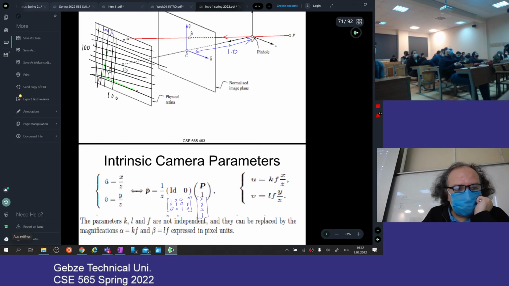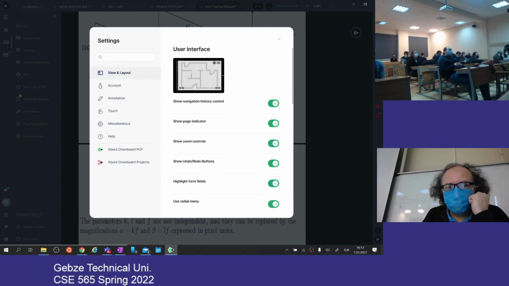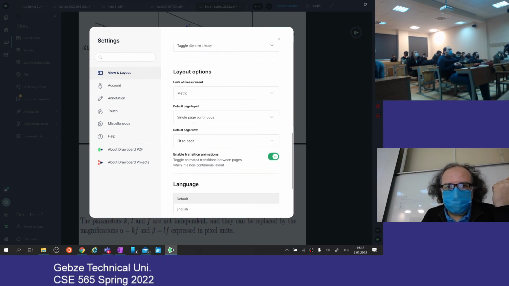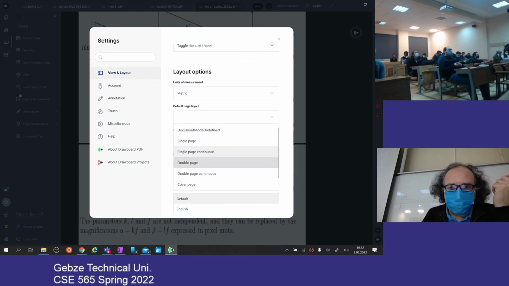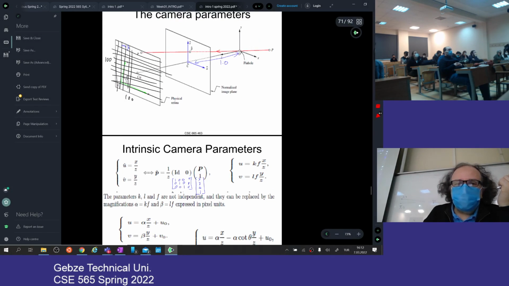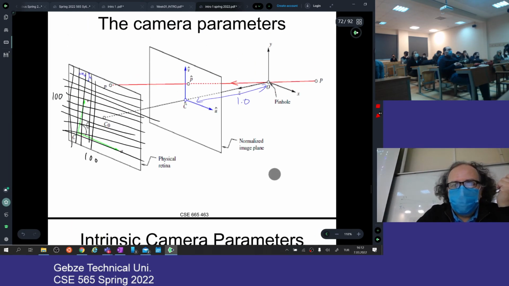Is it here? View. Yeah, it should be double page, and I don't want to come to this point now. Is it? No, I am not going to mess it up. No, sorry. I will keep it that way. Get it, go away. Okay.